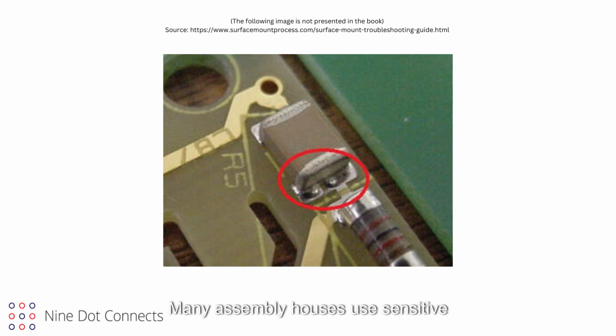Many assembly houses use sensitive instruments to measure the flux contaminants in the wash solutions. They can detect flux residue down to the ppm, parts per million, levels. This method is very useful when visual inspection is not possible, especially under component packages such as the ball grid array and leadless chip carrier.